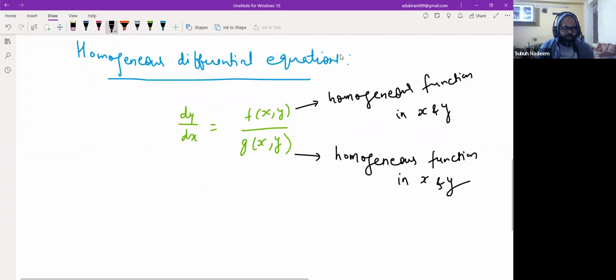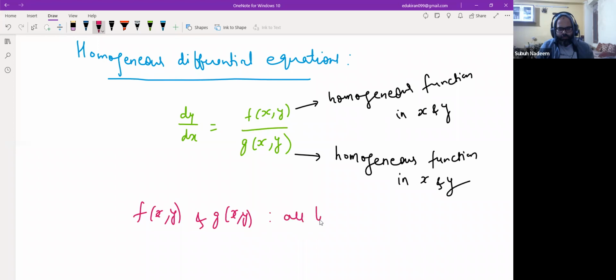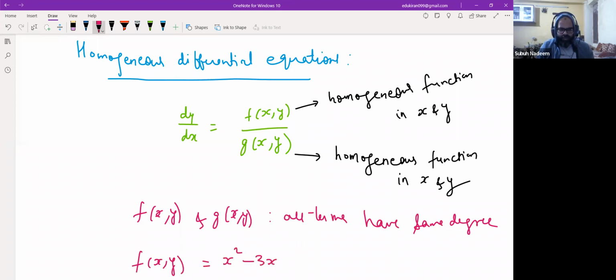Now, what do you mean by homogeneous function? A homogeneous function is a function in x comma y where all terms have the same degree. So if you write f of x comma y, it may be like x square minus 3xy plus y square. You can see that there are three terms and all three terms have degree 2. Here x power 1, y power 1 add up to 2, and y square has degree 2.